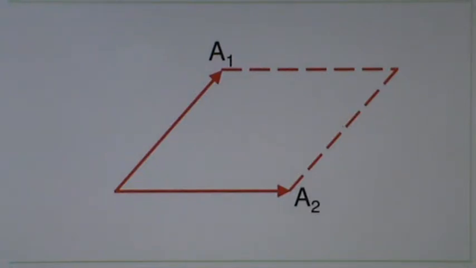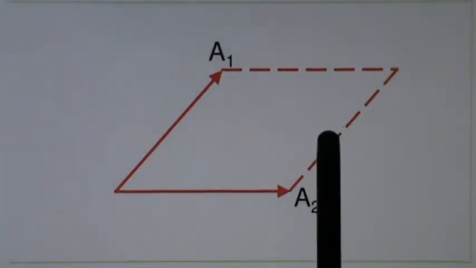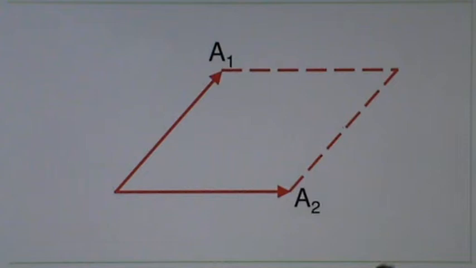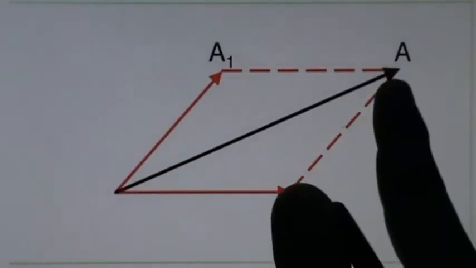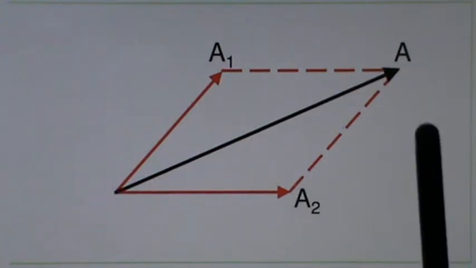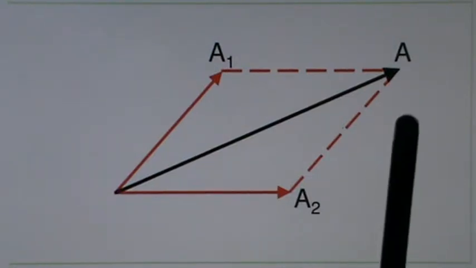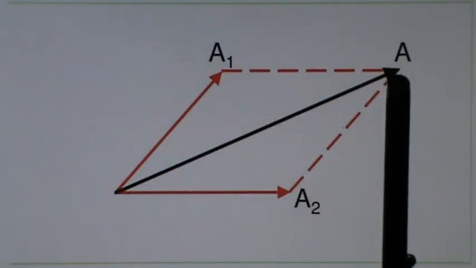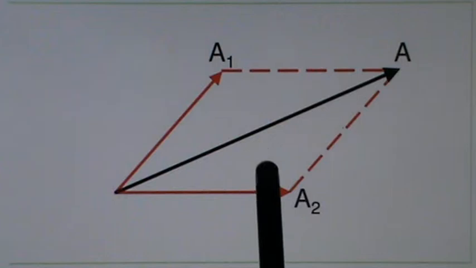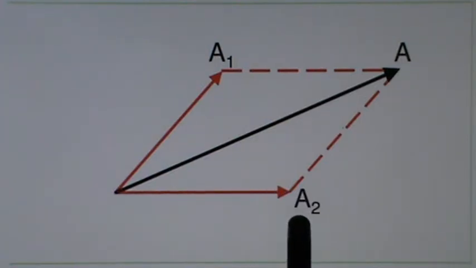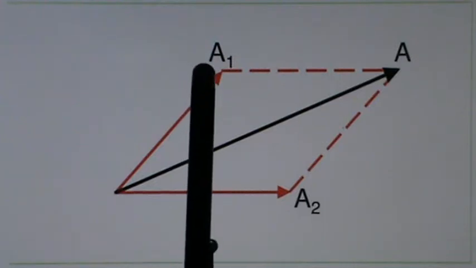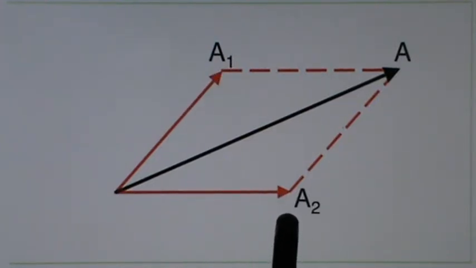We add these vectors by using the parallelogram method. You have to have parallel lines like this, and the diagonal of this parallelogram is the resultant of vector a1 and a2. In other words, we can say that vector a can be created by using vector a1 and a2, or also we can say that vector a1 and a2 are the components of vector a.